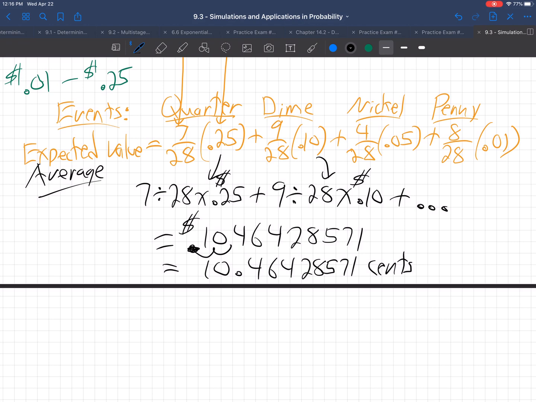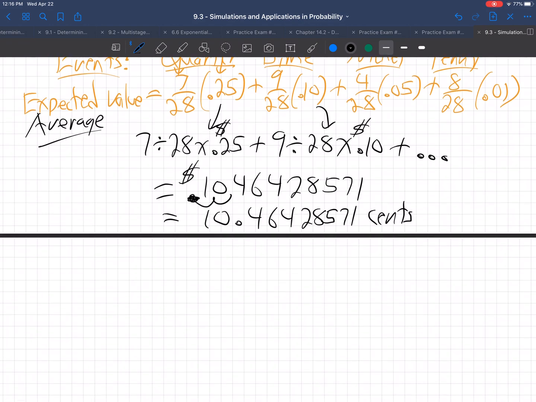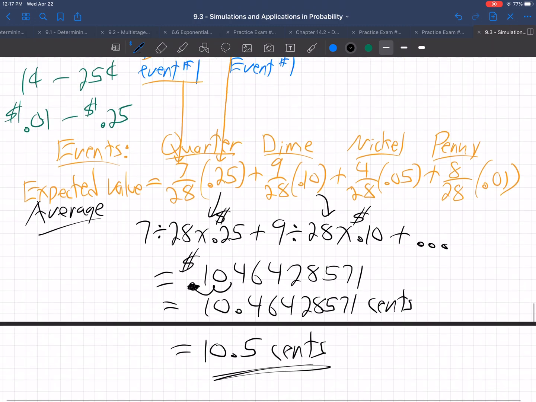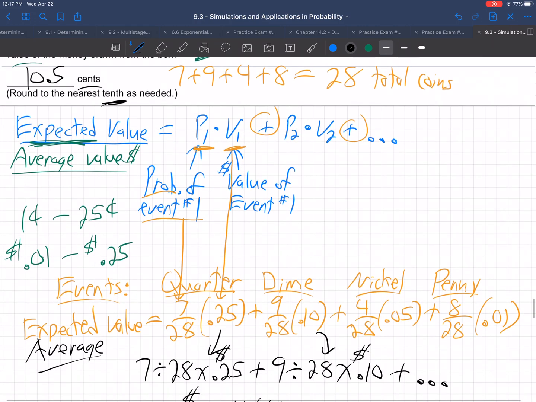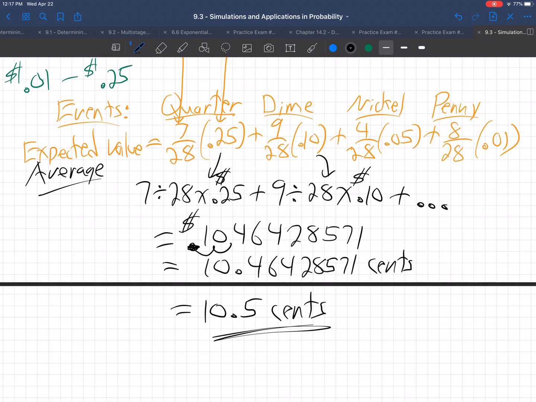Because this decimal's here, that's 10 cents. So they want me to round it. So it is 10.5 cents. So there's our answer, 10.5 cents. So on average, we expect to get out of this box 10.5 cents.